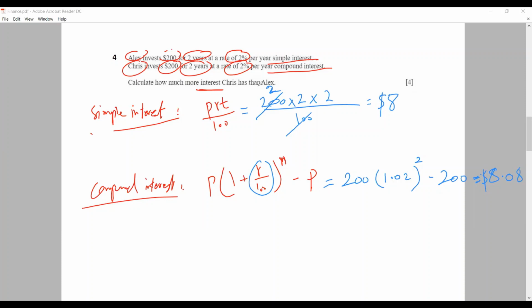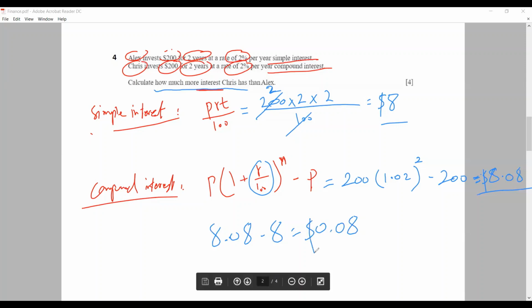All right. So we're not done yet because they said how much more Chris gets from the interest from the money he invested. So that's clear. It's 8 cents, right? So 8.08 minus 8, that is 8 cents. Moving on to question number 5.